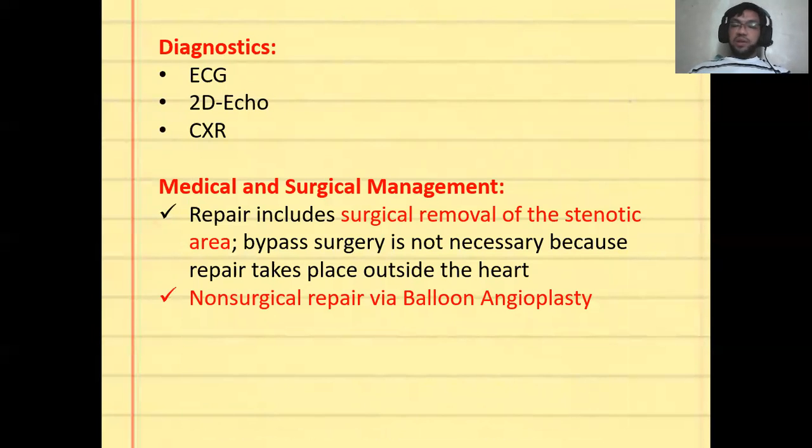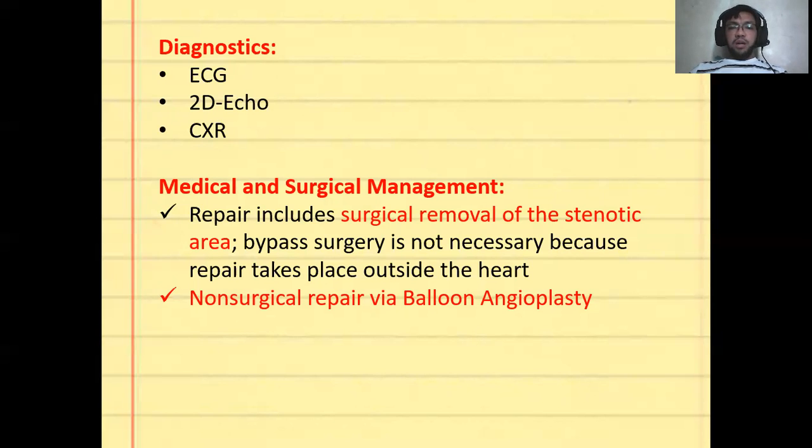Diagnostics, again, the same diagnostic procedures are going to be done. The echo is very, very important in the diagnosis of this defect. Medical surgical management, again, they are going to repair this through surgery. They're going to do anastomosis. How is anastomosis done? They're going to remove the stenotic area, the narrowed area, and stitch together the areas of the aorta that do not have the stenotic area. This is known as anastomosis.